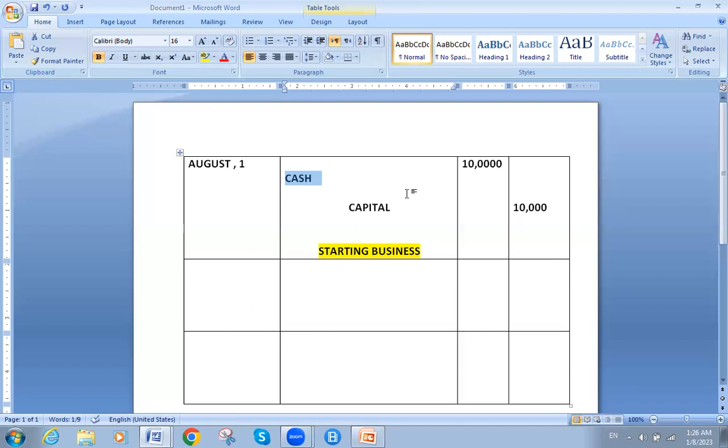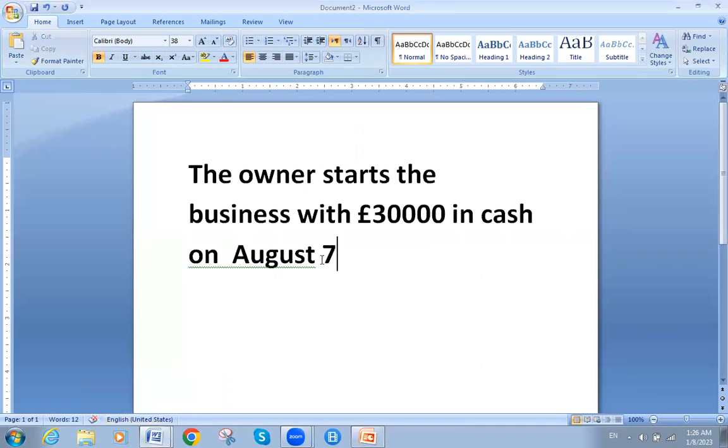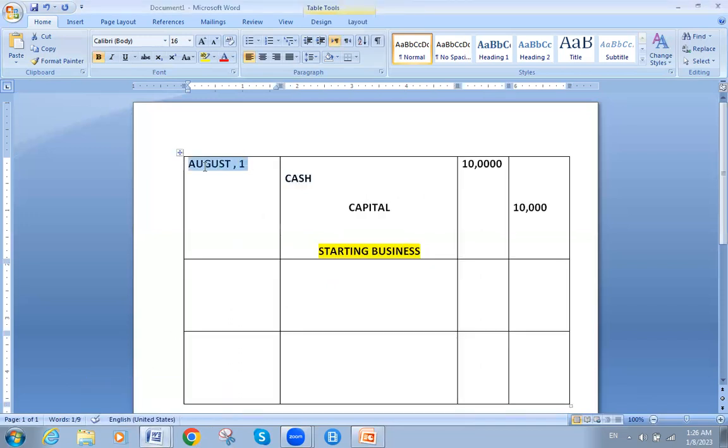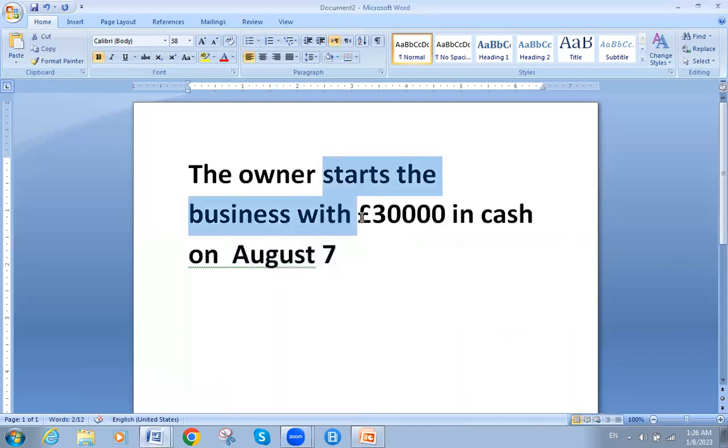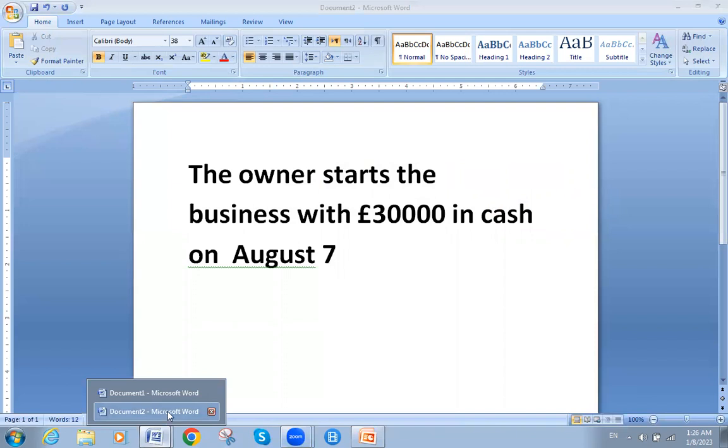Okay, so all the thing that would change here is that I would make August 1 into August 7. So that's August 7. I will take it here and say August 7, Control and C. Now we'll go to my example here, and I will put August 7, Control and V. Then from cash to capital, the same, because we said that there is a transaction. The owner starts the business depositing in cash. So the cash increased with the 30,000. So it will be from cash into capital, the same thing.